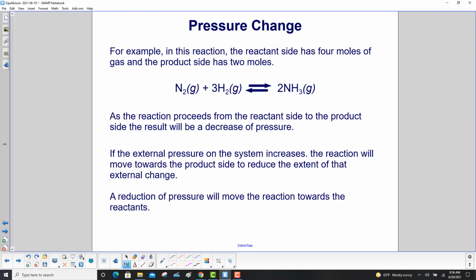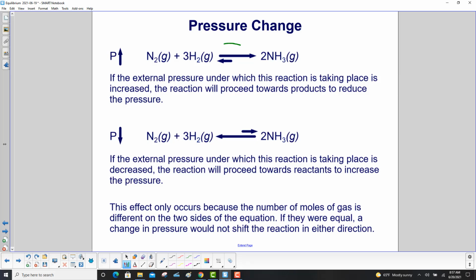For example, in this reaction, the reactant side has 4 moles of gas. Here's 1 of nitrogen, here's 3 of hydrogen, 1 plus 3, 4. And on the right side, there are 2 moles. As the reaction proceeds from the reactant side to the product side, the result will be a decrease in pressure. If the external pressure on the system increases, the reaction will move towards the product side to reduce the extent of that external change. A reduction in pressure will move the reaction towards the reactants that way.